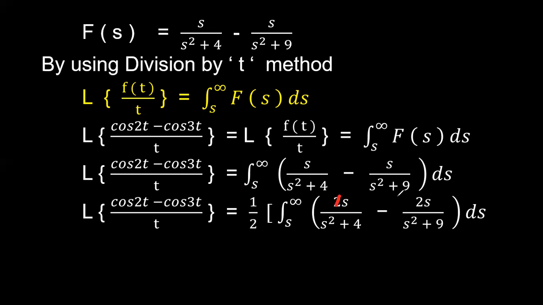If you take this 2 as common outside, these 2 and these 2 both will get cancelled, and again you will get the original equation. The same equation which we had above is reflected. So this is the way you have to simplify the problem for the method which I have represented now. Each and every problem is a little bit different.